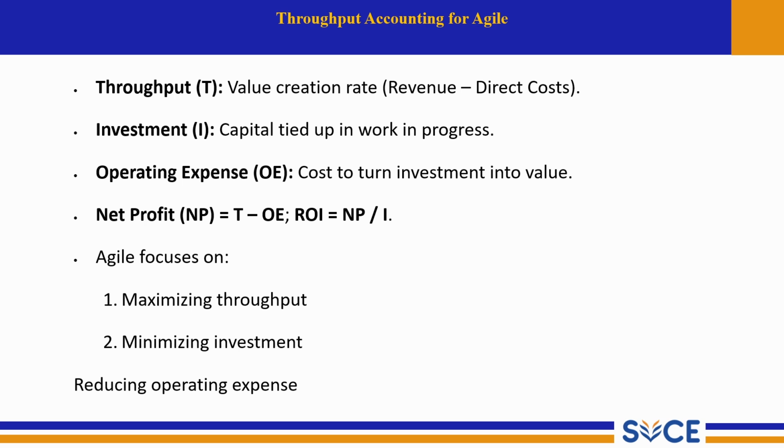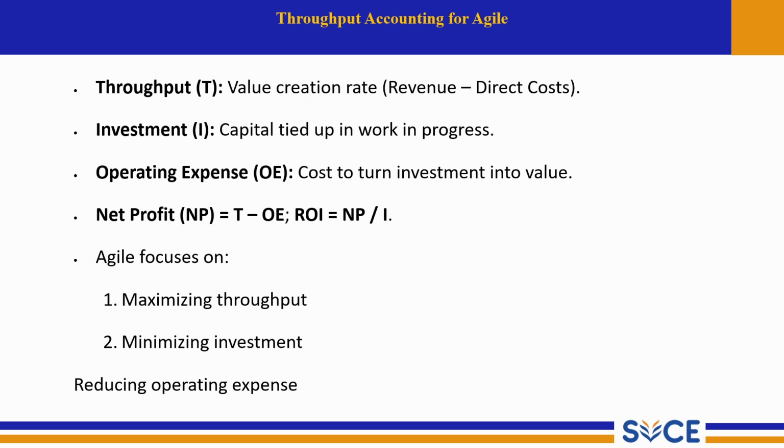And next one is operating expense. Operating expense is the cost needed to convert investment into delivered value. This includes team salaries, tools, infrastructure, and other development expenses. So Agile aims to reduce waste so that operating expense remains efficient. Next one is net profit. Net profit is calculated as NP equals throughput minus operating expense.